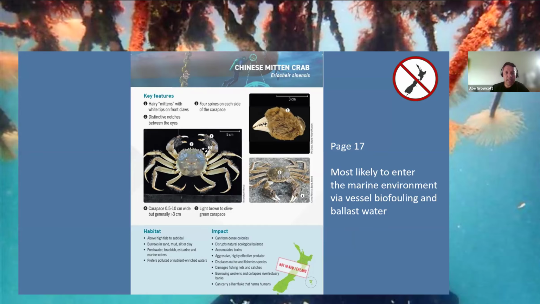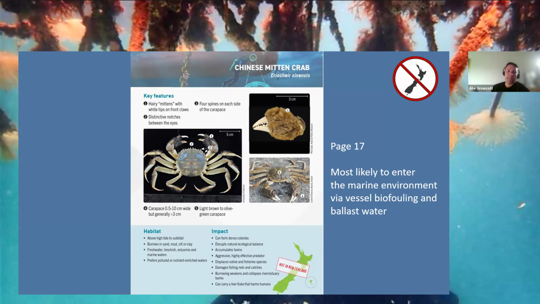Like a lot of marine pests and non-indigenous species, they can form very high densities. And they're quite generalists in their diet, so they eat whatever they can get their claws on. So they can reduce native species biomass or numbers quite a lot.